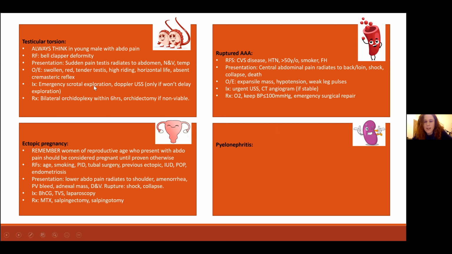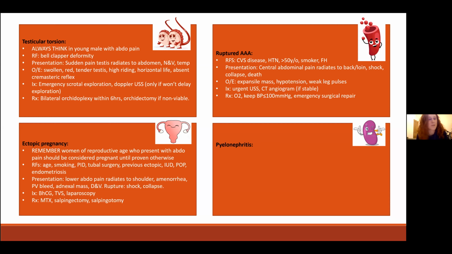Okay. So if you already know that someone has a triple A, if you know that someone's already got a diagnosis of that and they present clinically, then you can just take them straight for emergency surgical repair, because you don't want to be waiting around for investigations if you know that's the cause. Okay, so finally, pyelonephritis.